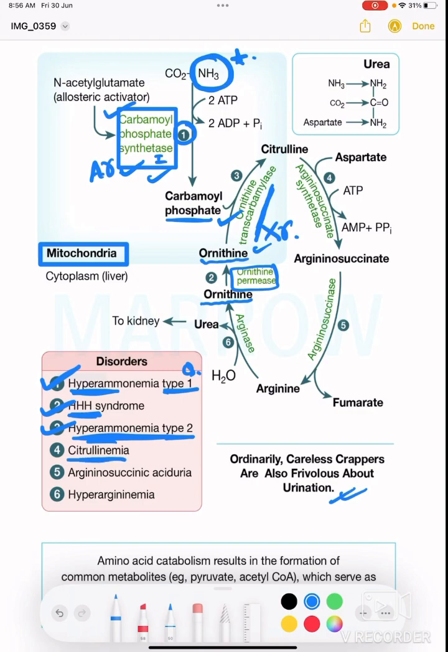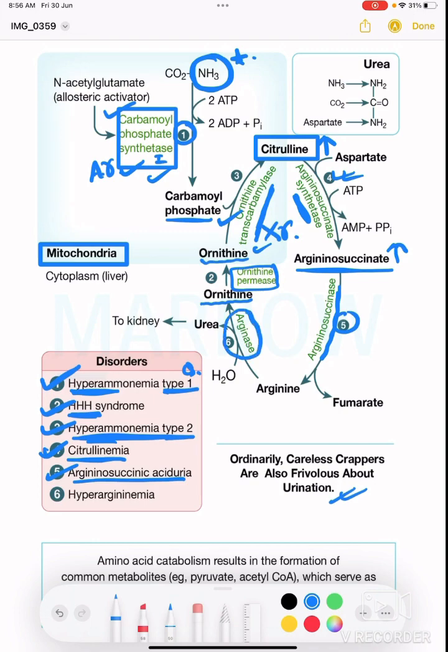Now coming to citrullinemia, the fourth one. If the enzyme arginosuccinate synthetase is blocked or deficient, it will lead to accumulation of citrulline. That's why it is called hypercitrullinemia. Now the fifth enzyme, arginosuccinase, breaks down arginosuccinate. If it is deficient, arginosuccinate will increase, so it is called arginosuccinic aciduria. And lastly, enzyme number 6, arginase. If arginase is deficient, arginine will go up. That's why it is called hyperargininemia. So we have to remember these enzyme deficiencies and their names. It is very important.